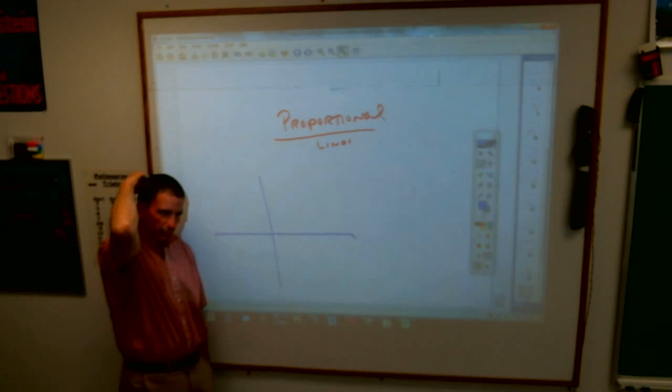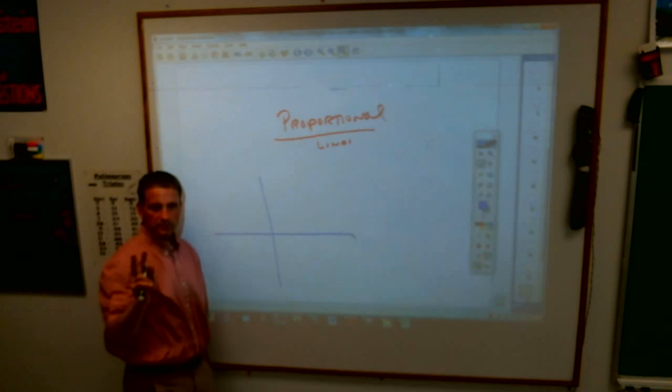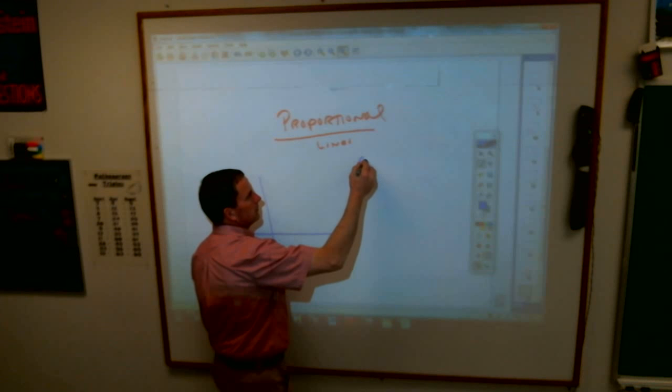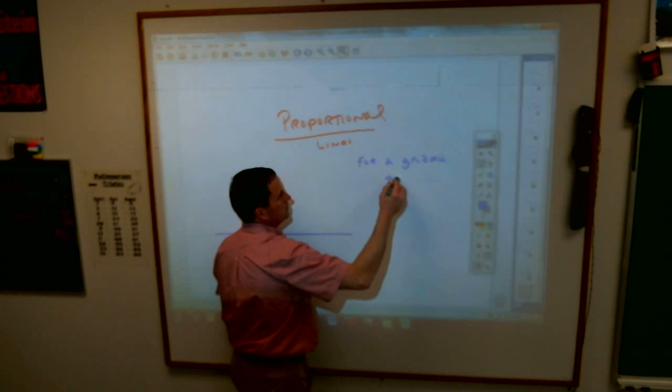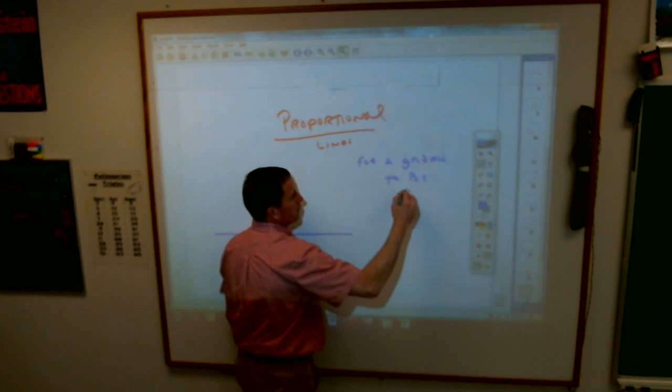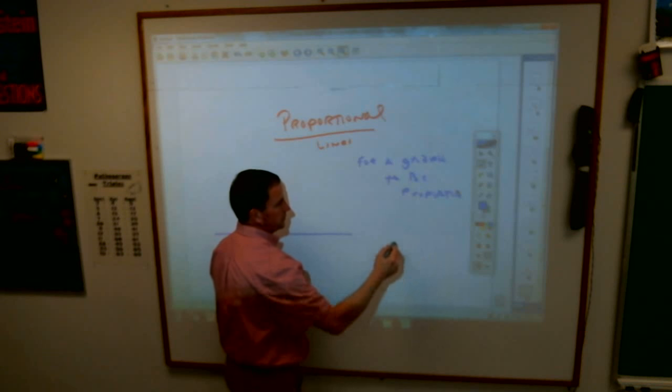Two things have to happen for things to be proportional. Remember what they do when you graph them? Something is a graph of something that's proportional. Two things have to happen for a graph to be proportional.